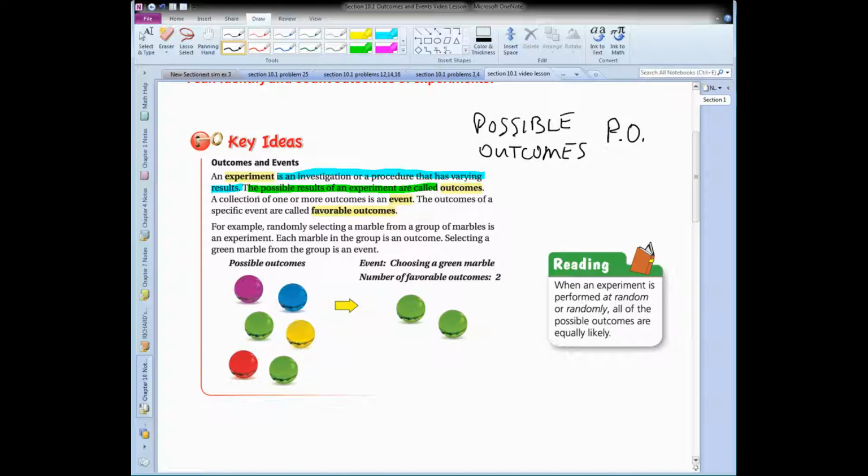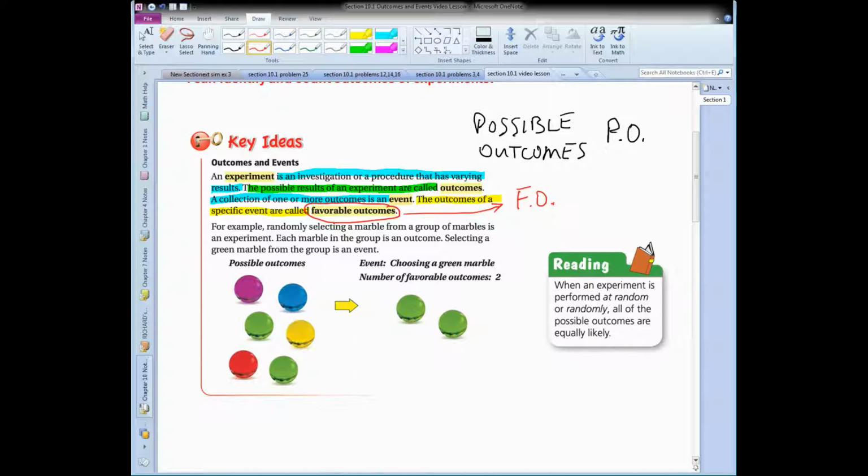A collection of one or more outcomes is an event. So a collection of one or more outcomes is called an event. And then the outcomes of a specific event are called favorable outcomes. And for favorable outcomes, and you'll see this in the next section, this is what we call the FO. So we got the FO and the PO.